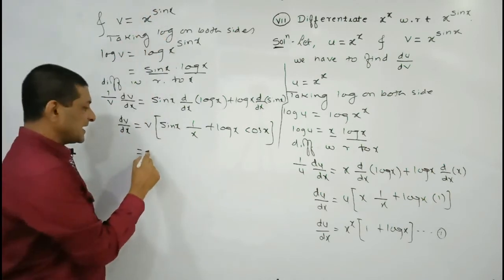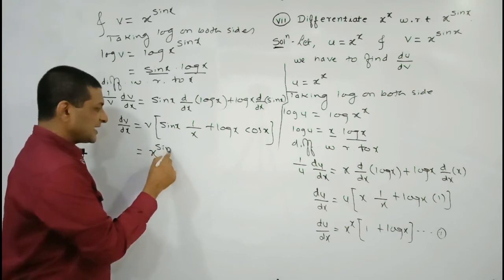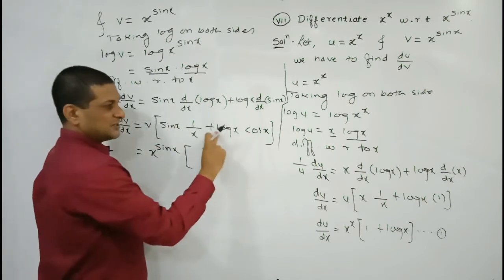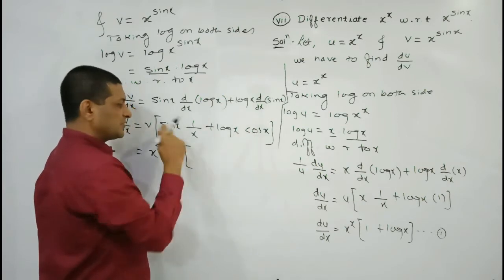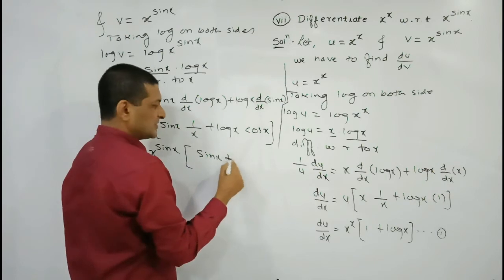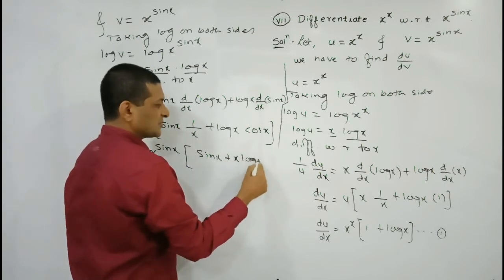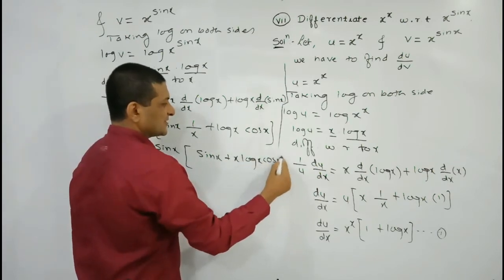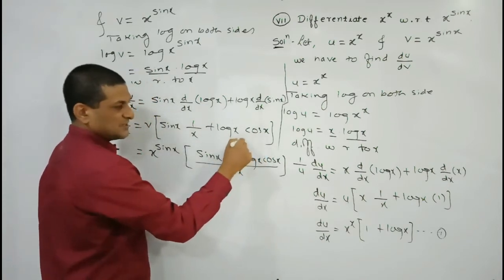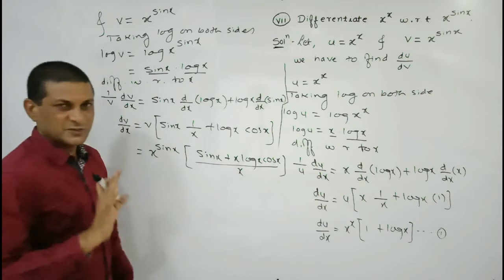x raised to power sin x, and here I am taking cross multiplication. Here nothing is in the denominator, means 1 is there. 1 into sin x will be equal to sin x, plus x will get multiplied on this side. So here x log x into cos x, isn't it? And divided by x into 1 will be equal to x, because nothing is there, means 1 is there. Simply we have taken cross multiplication.